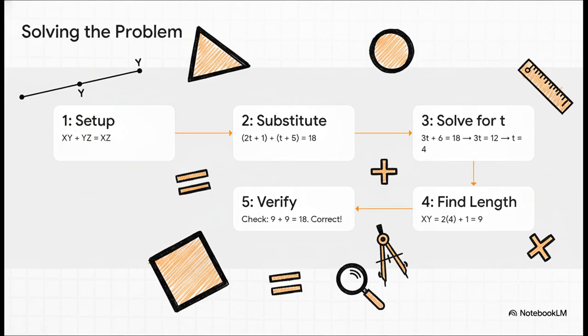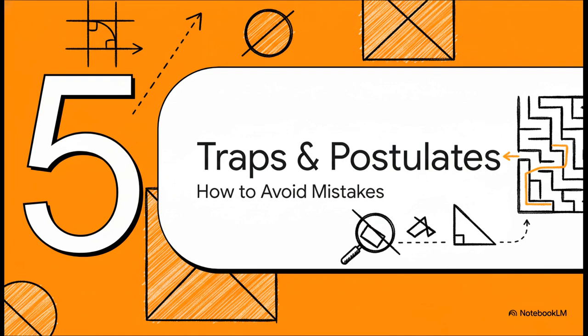And for the last step, step 5, we can quickly verify our work. If t is 4, then yz is 4 plus 5, which is also 9. Does our first part, 9, plus our second part, 9, equal the whole thing, 18? Yes, it does. We nailed it. That problem shows just how critical it is to be precise and to follow the rules. So let's make sure all this stuff really sticks by going over a couple more key rules and the common traps you want to avoid.